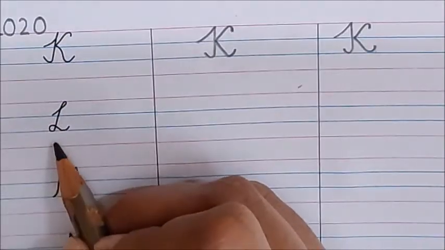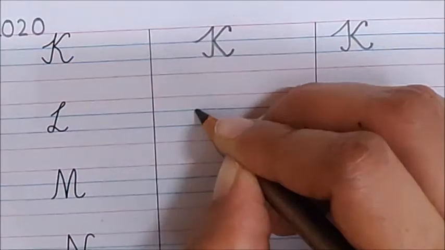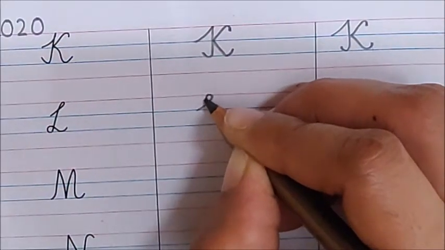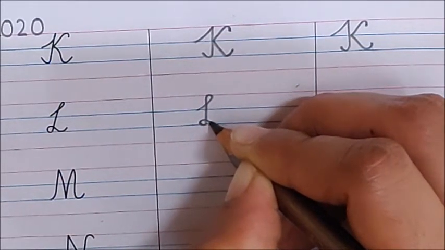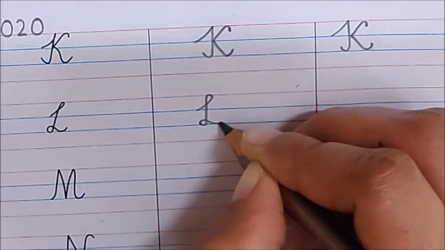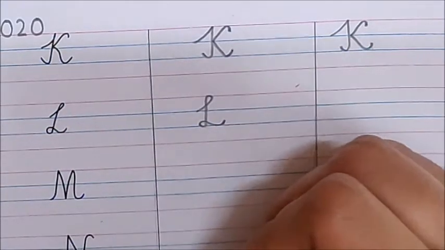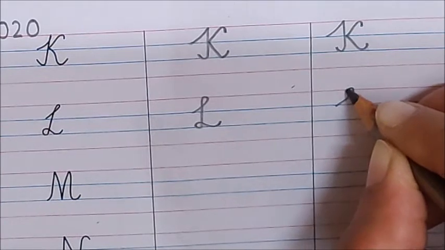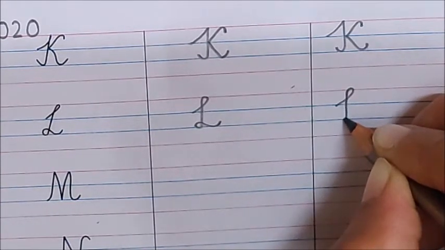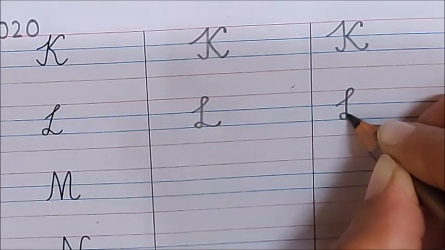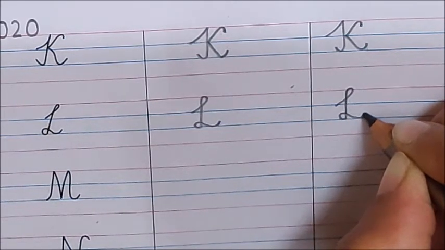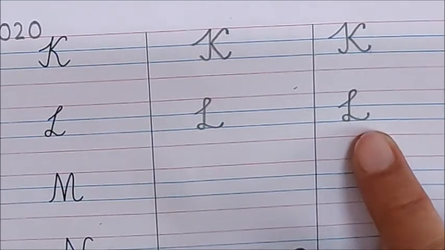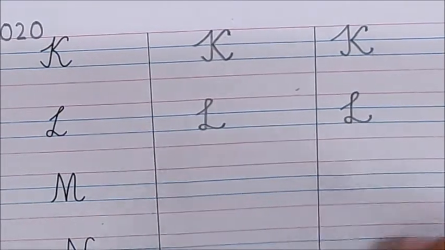Now, next letter is L. Slanting line, make a small loop, standing line. Now make a loop behind, small loop behind. Now touch the lower blue line and bring it a little up. Slanting line, loop behind. Now make a standing line, loop behind again. Now again touch the lower blue line and bring it up. L, L. Let us see the next letter.